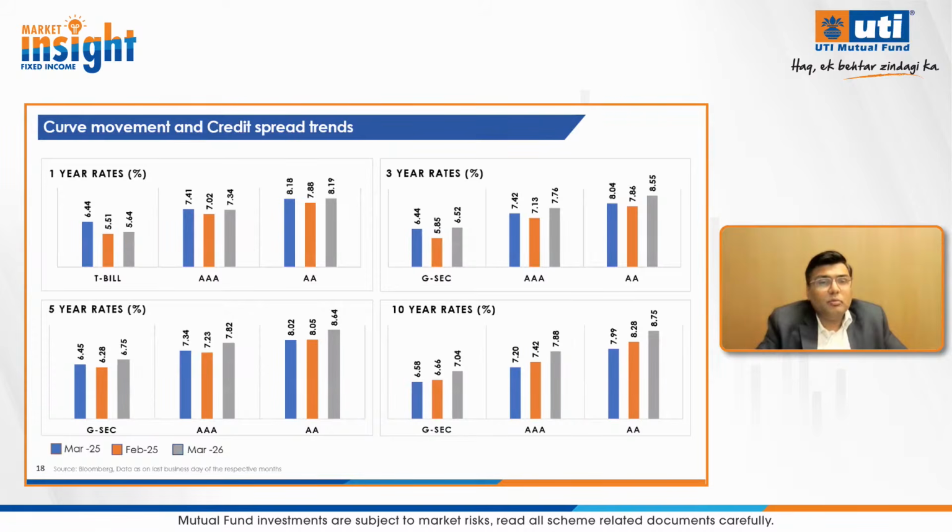This is again curve movement. As you can see, we saw a pickup in bond yields across the curve. For example, the 1-year T-bill rates moved from 5.51 to 5.64. If you look at the 1-year AAA, it moved from 7% to 7.34. The same movement was observed in the 3, 5, or 10-year, where the 10-year AAA, for example, moved from 7.40 to 7.88, and GSEC also moved from 6.66 to 7.04. So broadly, a bearish move across the curve as the market expects more aggressive RBI policy at some point of time.